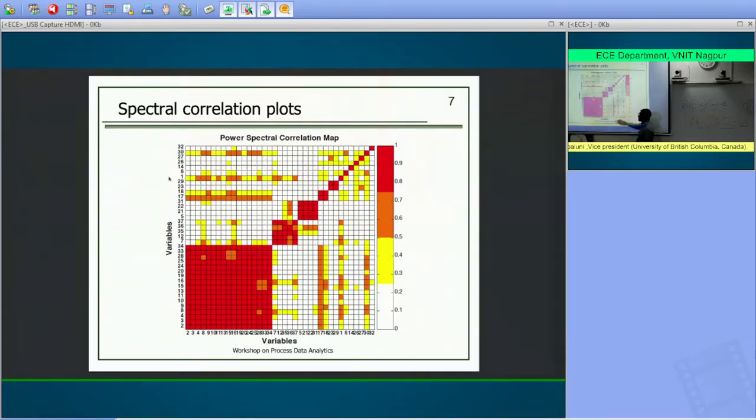You can also do scatter plots. Scatter plots are also very helpful in understanding the correlations between different variables. So this is a histogram of this one variable here. Along the diagonal, you have histograms of the variables, and these off-diagonal squares represent the scatter plots between corresponding variables.